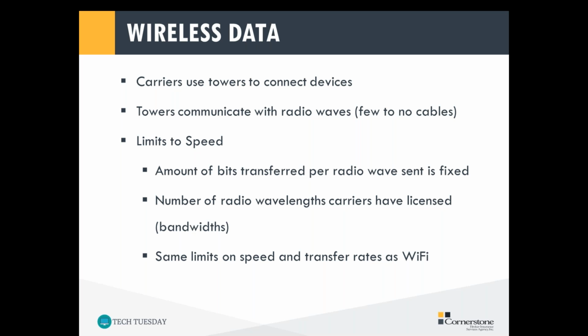Additionally, the limits are mainly because they're being transferred with radio waves and not electrical signals. A radio wave has a fixed amount of information that it can send back and forth through each wave. This means that if you're trying to up the speed of a network, you need to get more wavelengths of radio waves. That's called bandwidth, by the way. The more bandwidth you have, the faster you can transfer things and send data. It's kind of a similar limit on the speed and transfer rate as Wi-Fi has, except carriers use much more powerful radio waves that can travel longer distances.